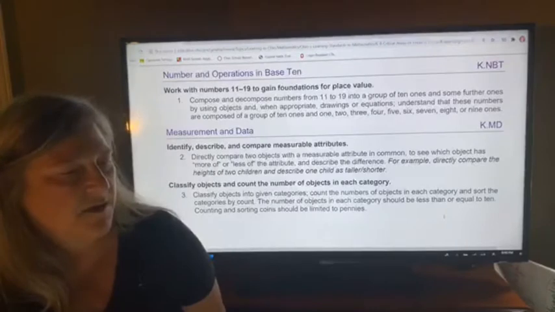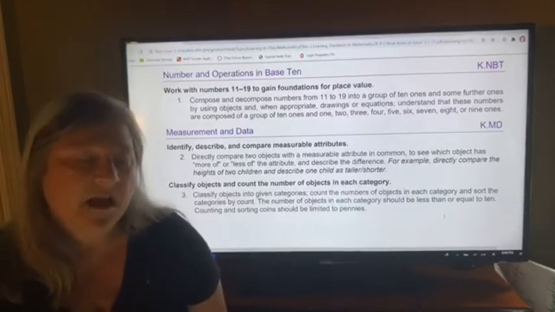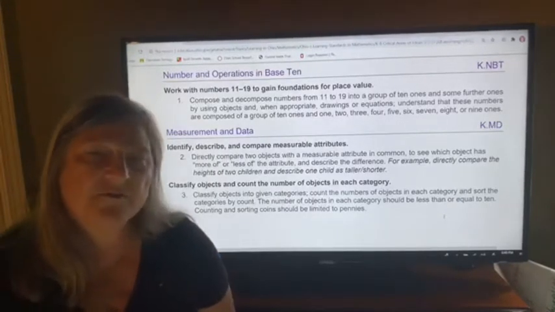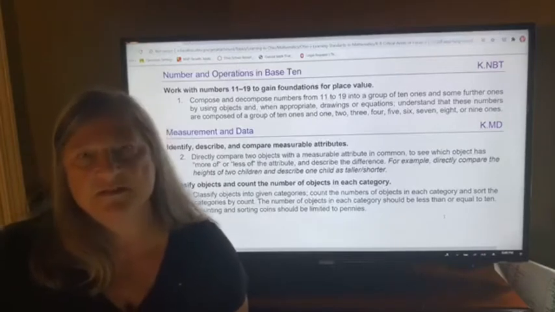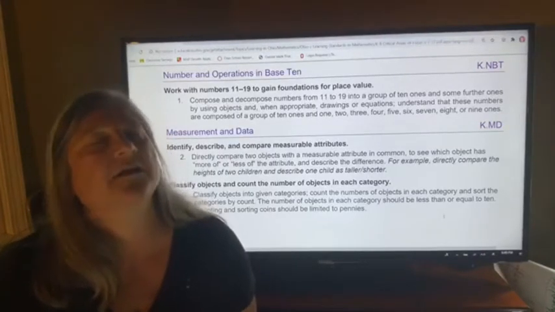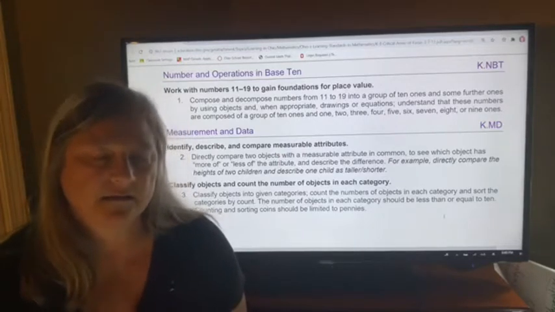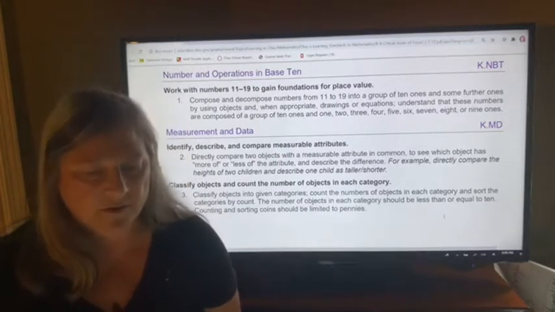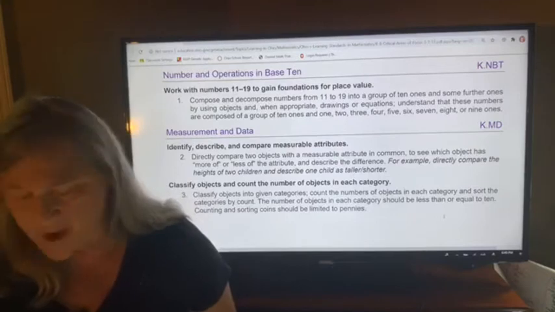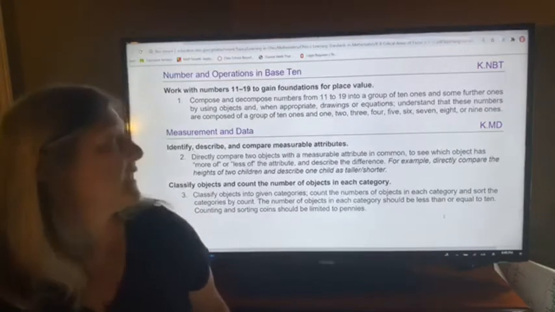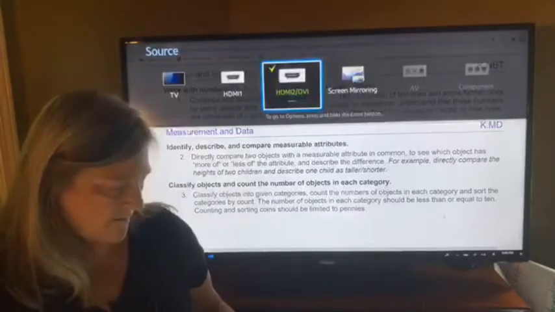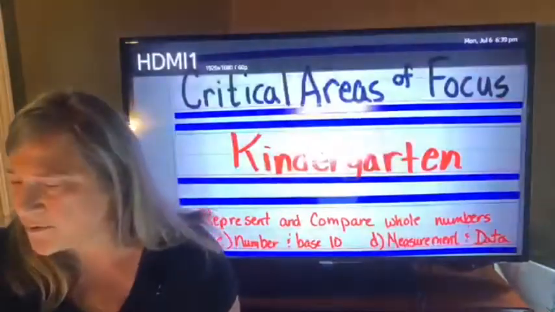So let's talk about this a little bit. We have number and operations in base 10, working with numbers 11 through 19 to gain the foundations that they need for place value. Place value is an incredibly important idea that we want our students to really have a good grasp on. So we'll do a few activities so that you can have some to do with your student at home.